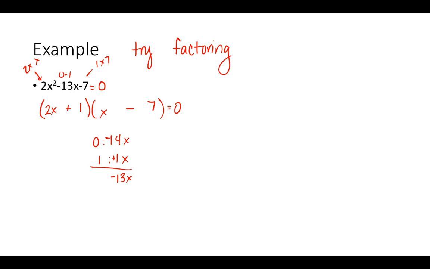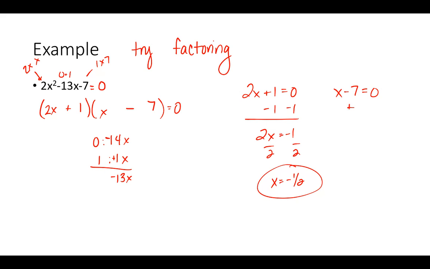So now that I have my factors, I set each factor equal to 0 and solve for x. So over here with 2x plus 1 equals 0, I subtract 1 and divide by 2 to get x equals negative 1/2. And here I'm going to add 7 to get x equals 7.